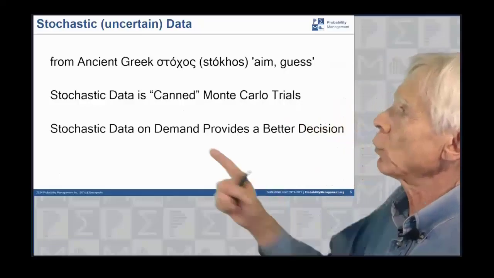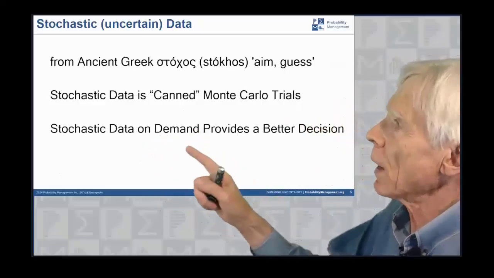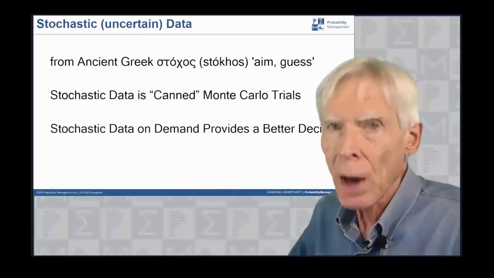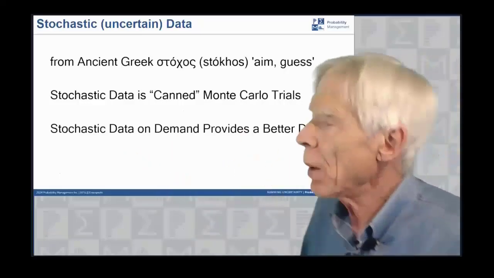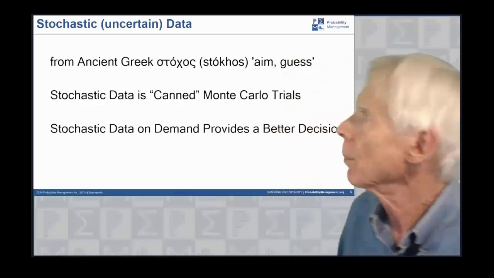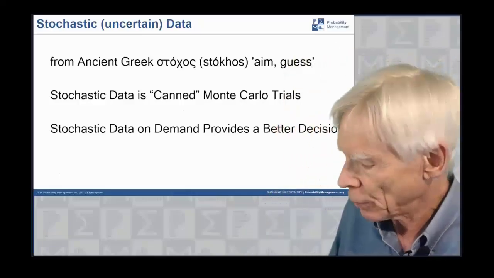But we're now going to show how stochastic data on demand for the uncertain product we're trying to launch here is going to provide a better decision in terms of our capacity.